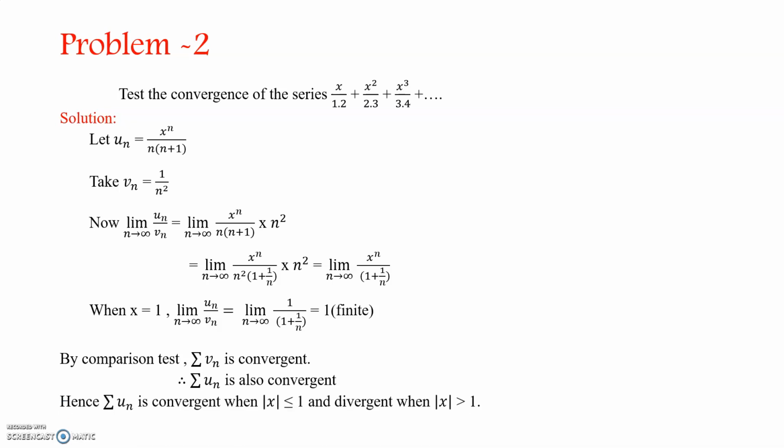Hence summation Un is convergent when mod x less than or equal to 1 and divergent when x greater than 1. That is, if you apply x is equal to 1, we get the result finite value. Suppose if you give the value x greater than 1, that is if you give x is equal to 2, we will get the divergent.